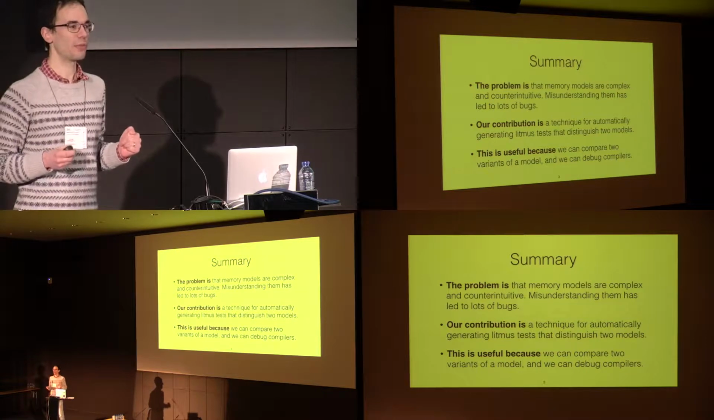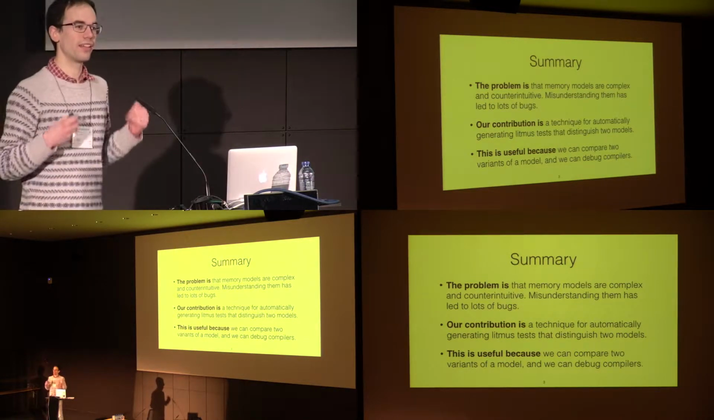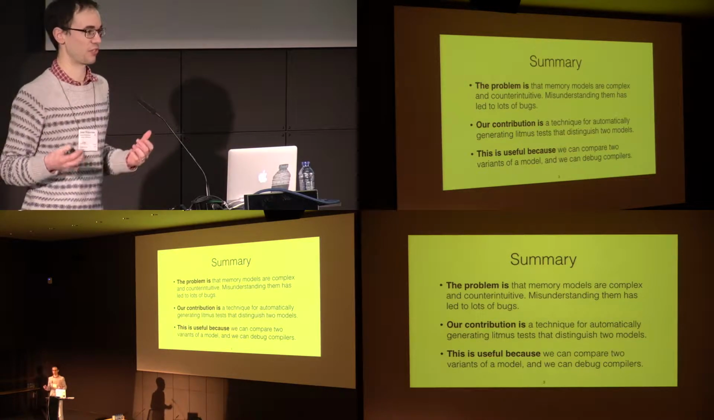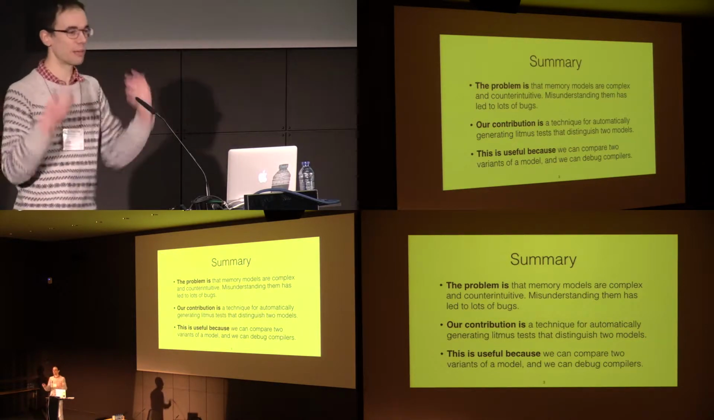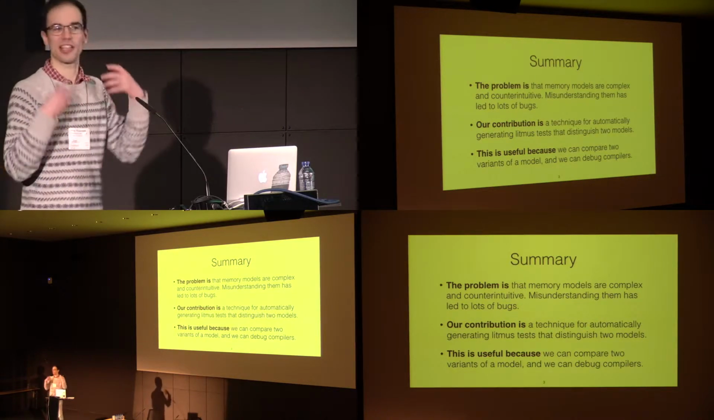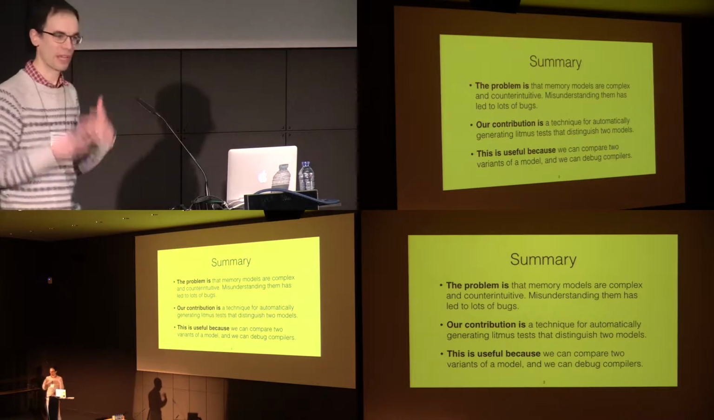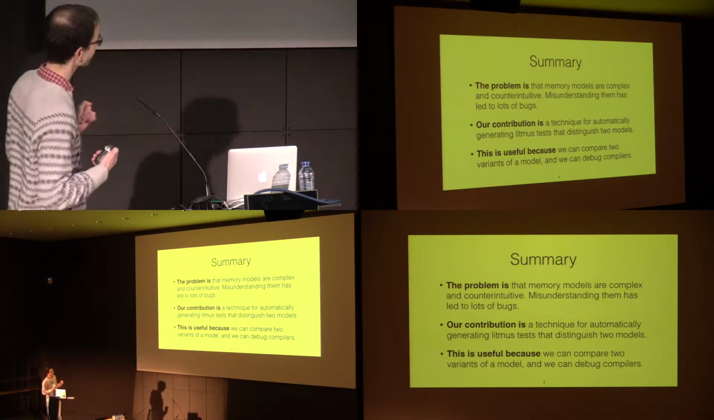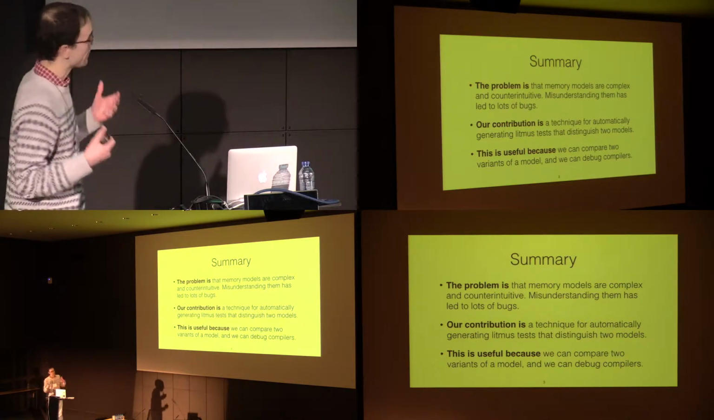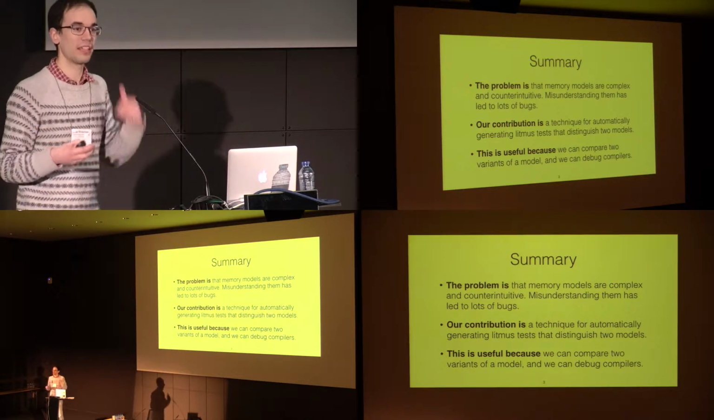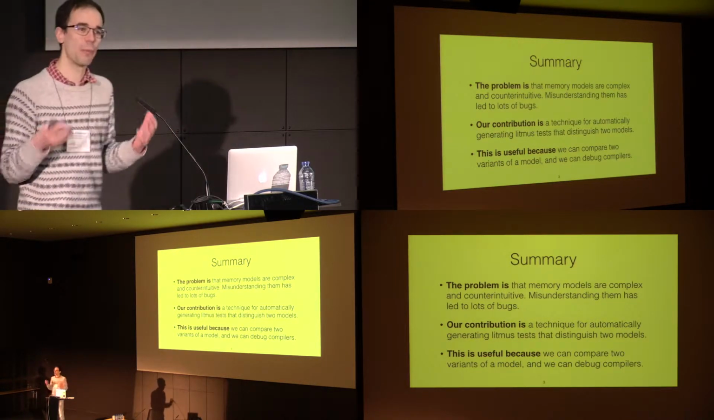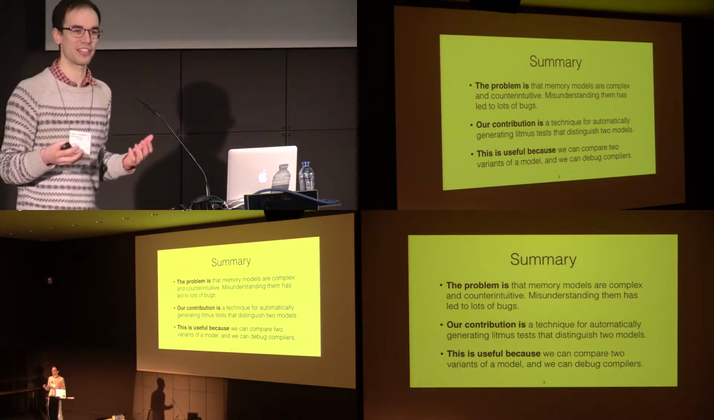So the problem that we tackle is that memory models are complex and counterintuitive. They're like this because they encompass a whole load of fancy compiler optimizations and architectural optimizations that make modern computers and languages so fast. But the problem with this complexity is that it has led to a whole load of bugs in programs, in compilers, in architecture specifications, all caused by people not understanding this complexity.